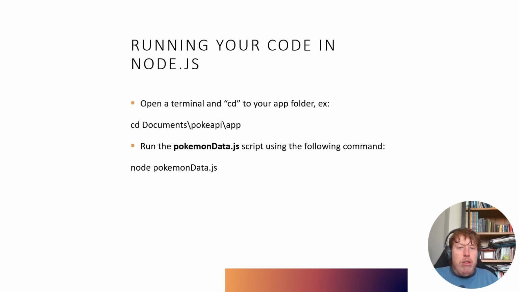Once you've added the loop, open your terminal and cd to your app folder. Then run the pokemonData.js script using node pokemonData.js. This will execute the loop and print the Pokemon names in your terminal.